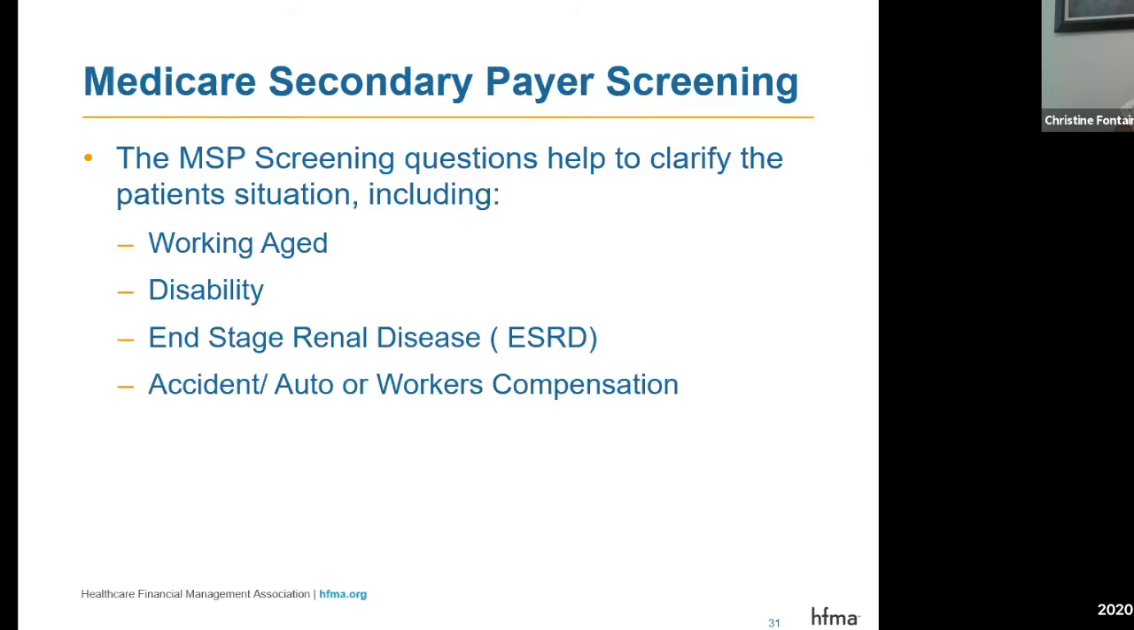And finally, if the patient has liability coverage, either due to an auto accident or a workers' compensation accident, then the liability coverage must be billed first. If the patient has an accident in their home, then liability would not apply and Medicare remains the primary.